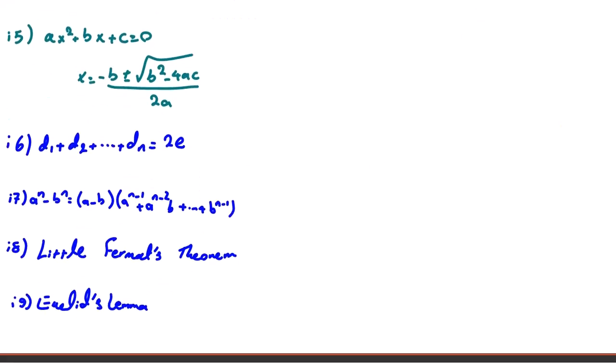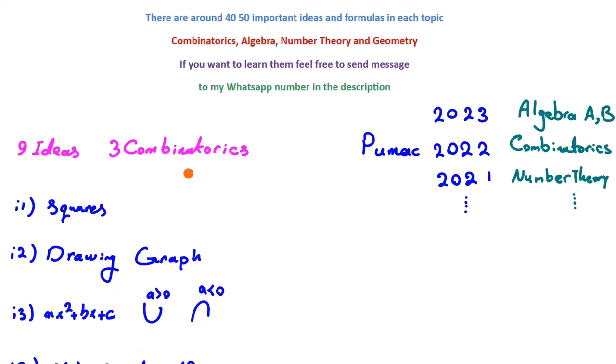Then an important idea in graph, that sum of degrees equals twice the number of edges. This identity, Little Fermat theorem, Euclid's lemma, and also I leave... let me write. And I leave 3 homeworks.